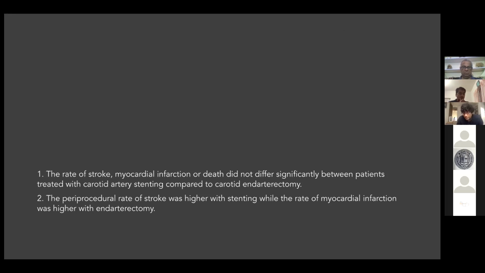But when the results were dissected further, it was found that in the group which was stented, the rate of periprocedural stroke and death was higher. And in the group that was subjected to carotid endarterectomy, the rate of myocardial infarction was higher. What was strange and interesting was that the definition of myocardial infarction included enzyme leaks. So just a rise of myocardial enzymes was also perceived as myocardial infarction. So it was slightly skewed against carotid endarterectomy because it was just taking raised enzymes as evidence of myocardial infarction.